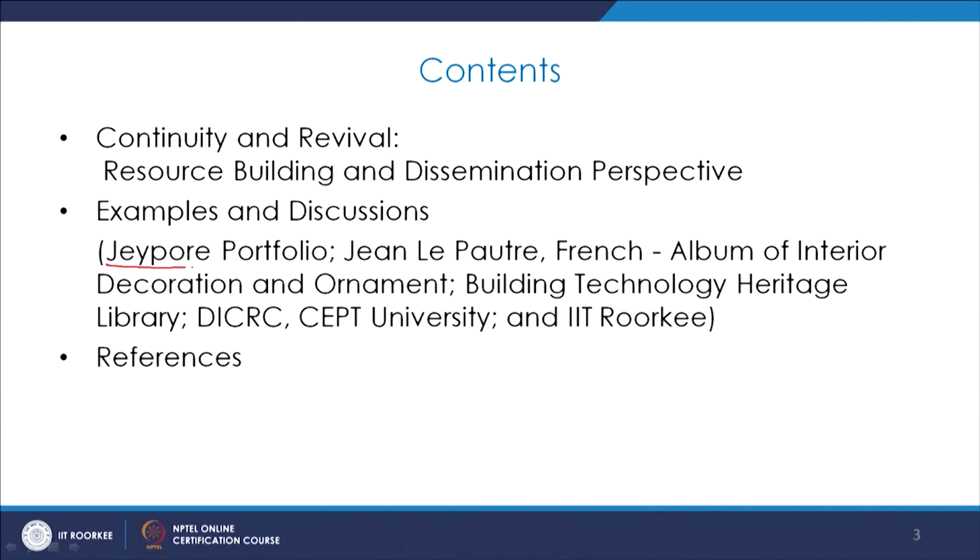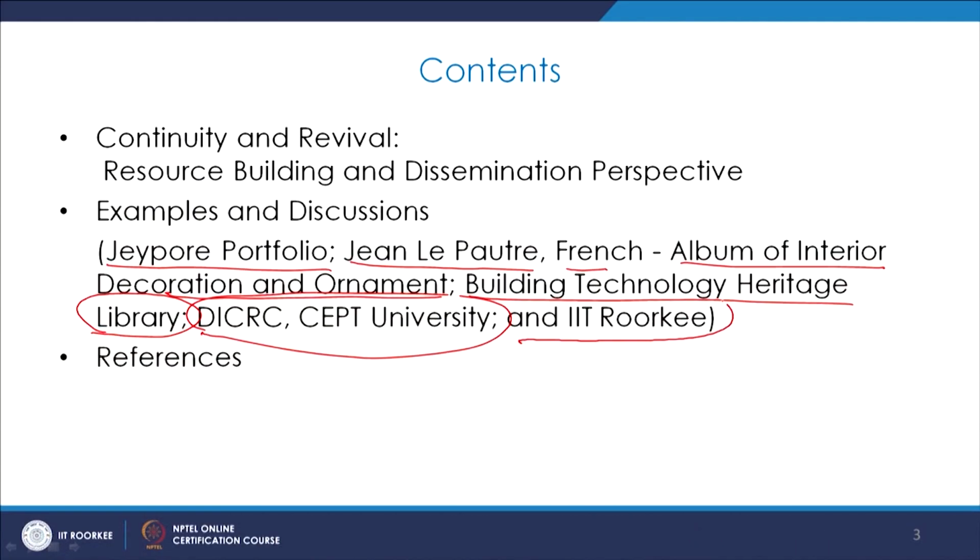So we are going to see the Jaipur portfolio, Jean Lepotre French Album of Interior Decoration and Ornament, and we will also see an online library, the Building Technology Heritage Library, where we'll see some amazing resources which have been built up online and which could be referred for further information and learning and dissemination. And of course we'll see some work by DICRC at CEPT University, and then we'll see some resource building and dissemination perspective through the works done at IIT Roorkee.